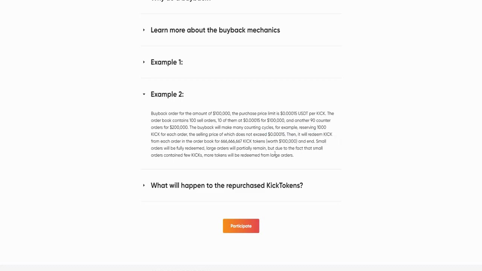Then it will redeem kick from each order in the order book for 666 million kick tokens worth $100,000, and small orders will be fully redeemed, large orders will partially remain, but due to the fact that small orders contained few kicks, more tokens will be redeemed from large orders.